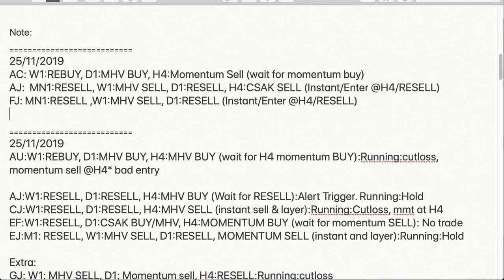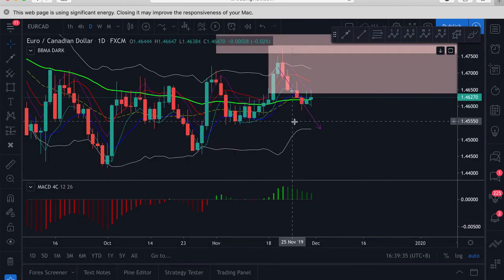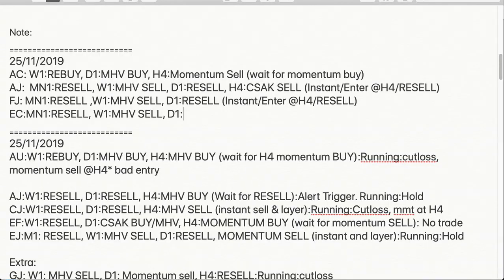Next pair is EuroCAD. For EuroCAD, this is using monthly as well. So monthly re-entry sell. Weekly is a MHV sell. Then D1 is a re-entry sell. So we need to wait for momentum sell at D1. Or if you enter, you need to know where your stop loss is.